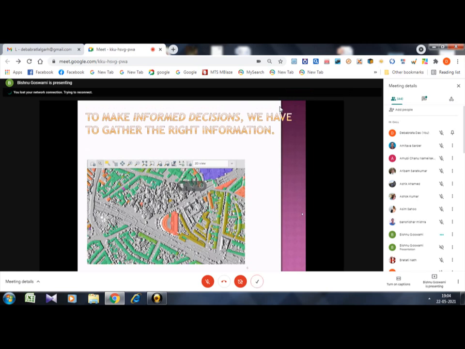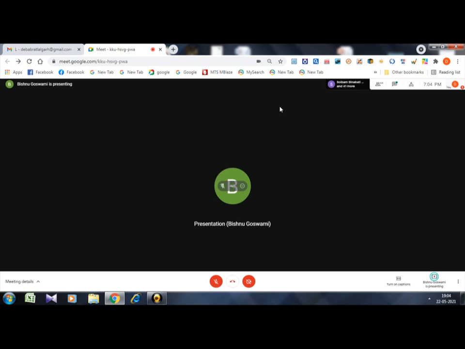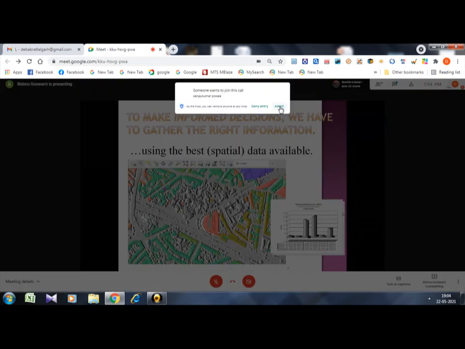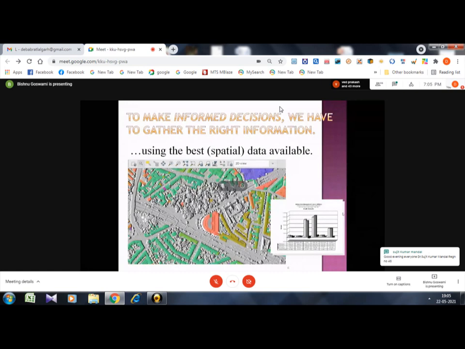We cannot see in the darkness. We need to get the data, we need the light, we need to see the reflections, and we need to make informed decisions. In GIS, we can do this using the best spatial data that is available. It is important to use the best spatial data available because in cartography we have data that dates back a few centuries. If we are using the best data, we can make more informed decisions.